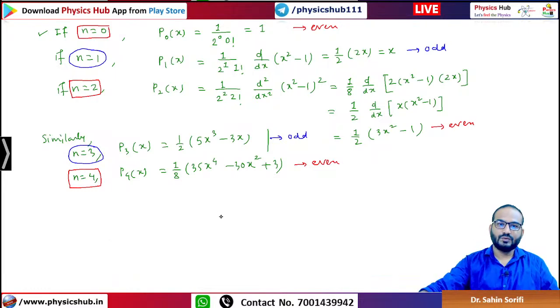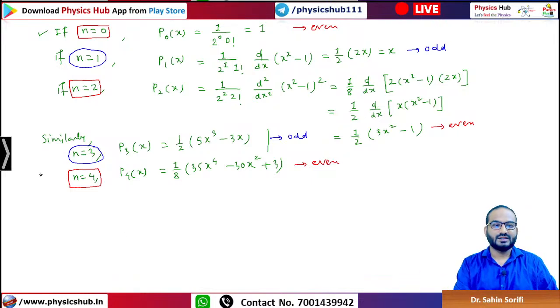Now we can just plot these functions. Let us try to plot these functions. The value of this Legendre polynomial will be varying between -1 to +1.